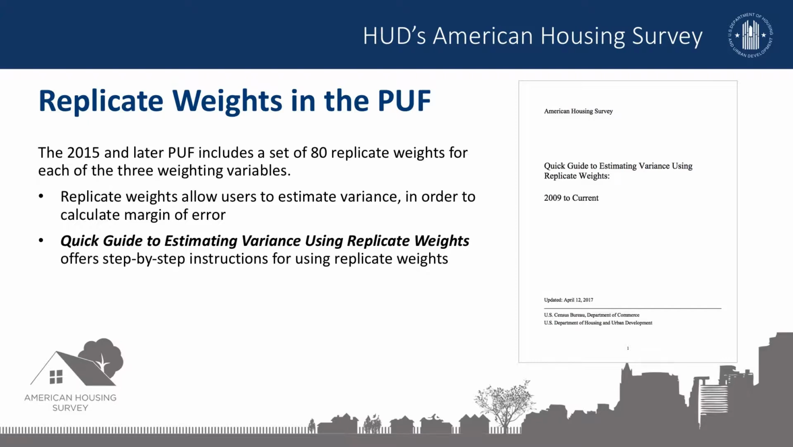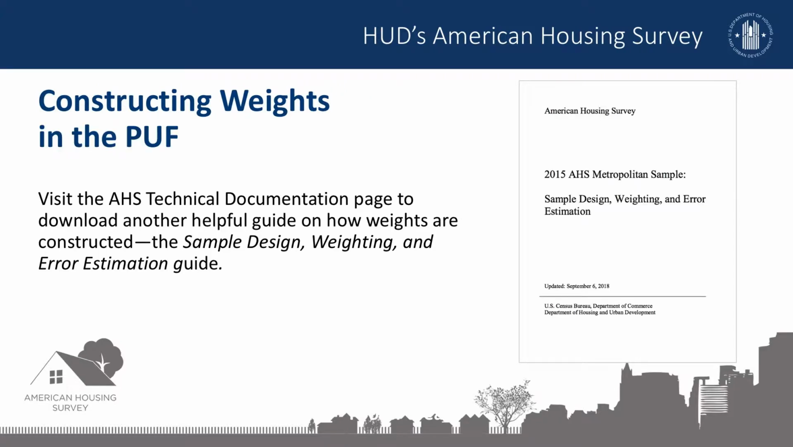Using replicate weights can be somewhat challenging for new PUF users. If you are interested in using replicate weights to calculate variance, we strongly encourage you to consult the help guide titled Quick Guide to Estimating Variance Using Replicate Weights, 2009 to current. The guide offers step-by-step instructions for using replicate weights to produce margins of error. The quick guide can be downloaded at census.gov/programs-surveys/AHS/tech-documentation. For more information on how weights are constructed, you can also download the Sample Design, Weighting, and Error Estimation Guide on the AHS Technical Documentation webpage.